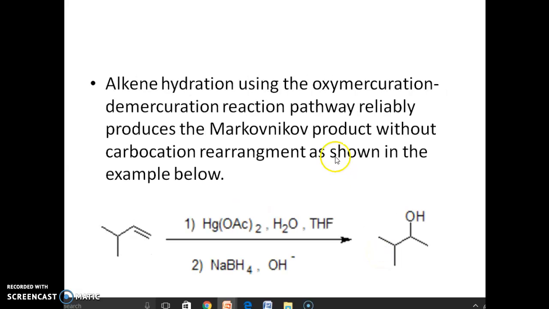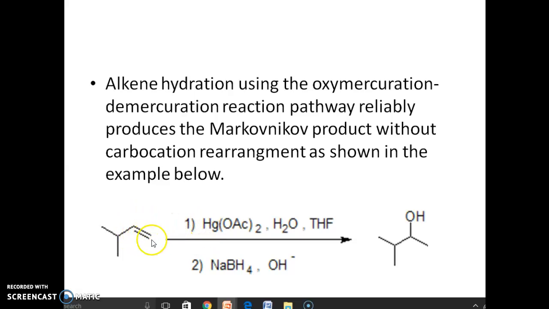So this alkene hydration using the oxymercuration and demercuration reaction path reliably produces the Markovnikov product without carbocation rearrangement. This is the scheme of the oxymercuration and demercuration reaction, which produces the Markovnikov product without carbocation rearrangement.